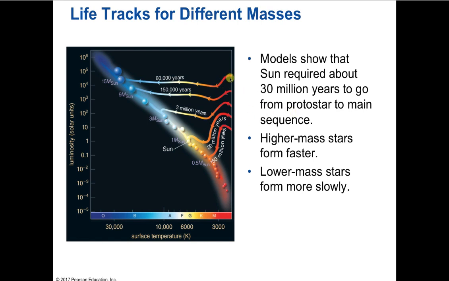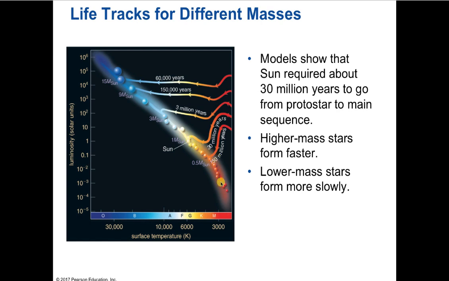So a really massive star travels, in a sense, almost horizontally. It just continues to get hotter and hotter, and the luminosity stays fairly constant as it becomes a main sequence star. And that process for the really massive stars could take just 50,000 years. The process for a star like our sun could take about 30 million years, and it has a more zigzaggy path to becoming a star.